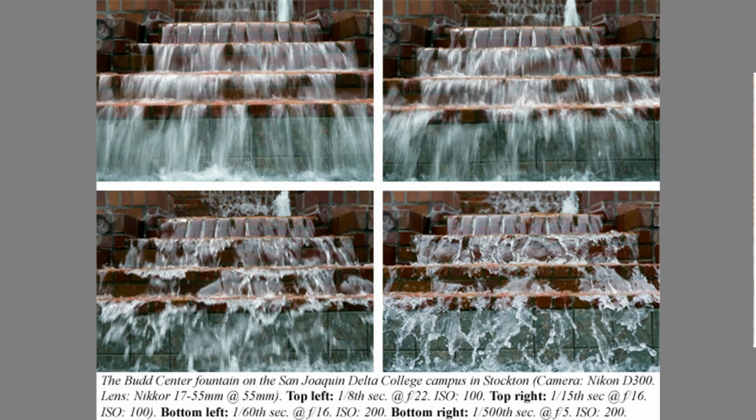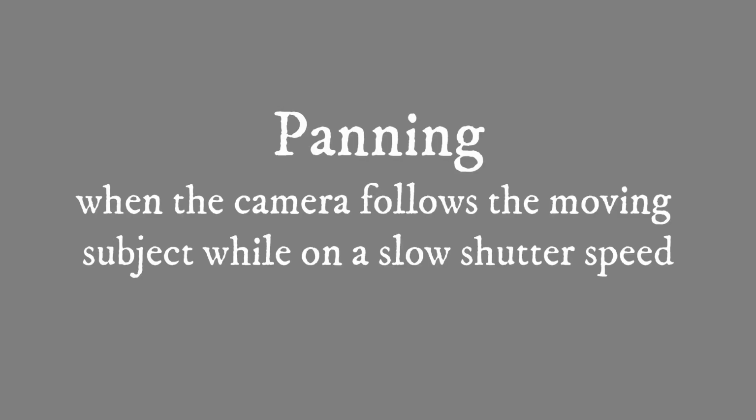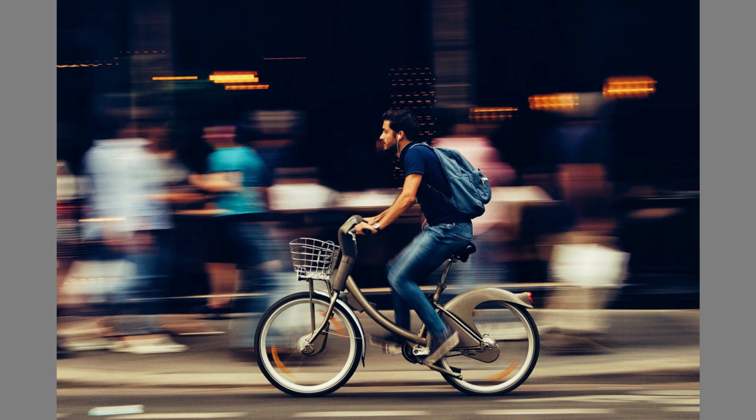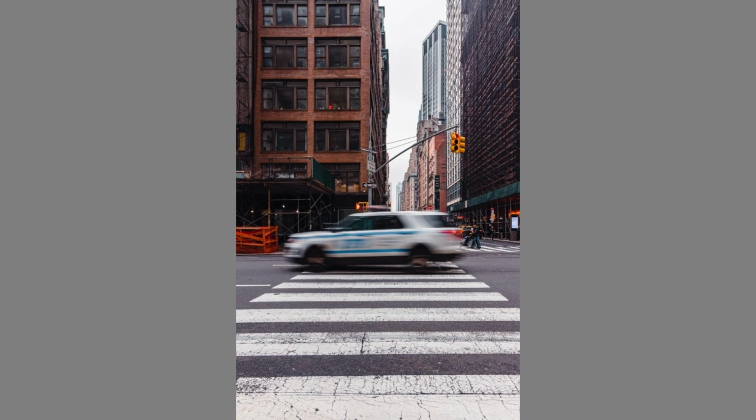For example, take a look at these photos of water. All of the pictures are good. It is simply a matter of personal preference for the style you are going for. Now, let's go over some cool shutter speed techniques that you can use. Panning is when the camera follows the moving subject while on a slow shutter speed, which keeps the subject relatively sharp and blurs everything around it. On the other hand, if you left your camera stationary on a slow shutter speed, the moving object would be blurry while the background is in focus.